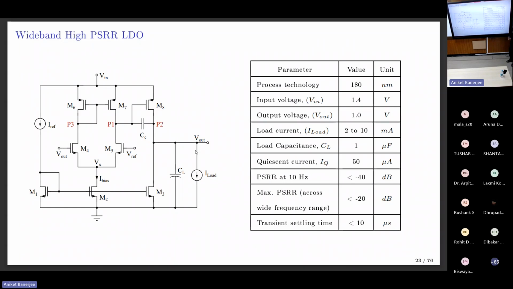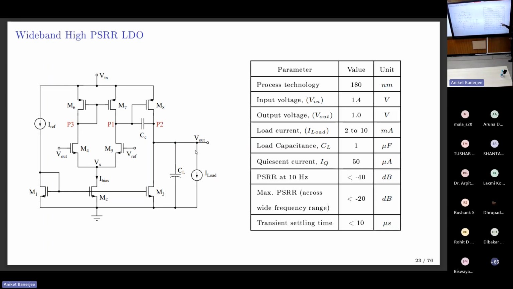Your poles and zeros are going to move. You have to find the worst case pole. We have to understand the worst case stability condition, which is 2 milliampere or 10 milliampere. And for load capacitance, in this case we are choosing an off-chip 1 microfarad cap because our goal is wideband high PSRR. So these are very typical specs.